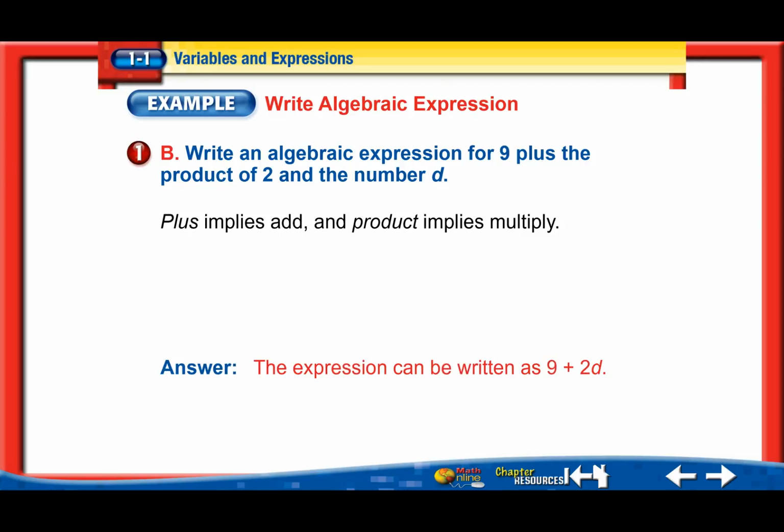Oh, they just told us. Okay, so it's going to be 9 plus multiplying of 2 and d. So 9 plus 2d.